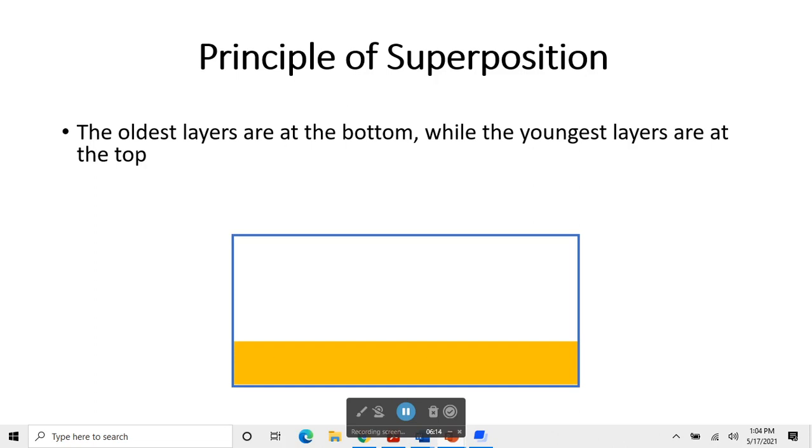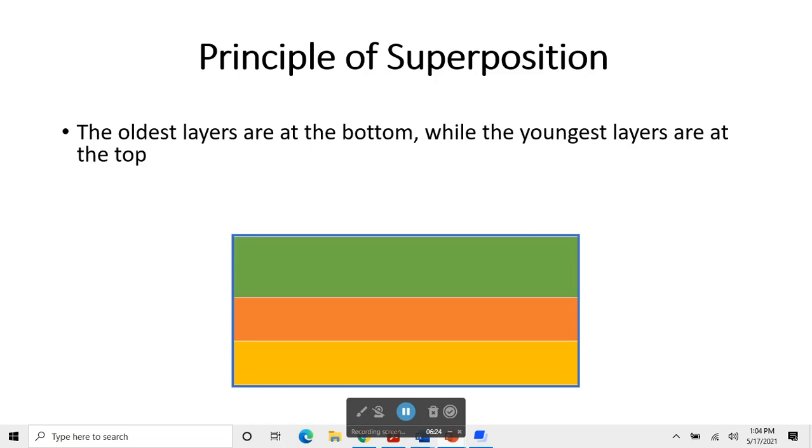As you deposit the next layer of colored cake, this would be younger than the layer below it. And then finally, as you deposit the last layer of cake, that would be the youngest of the three. So again, for the principle of superposition, the oldest layers are at the bottom, while the youngest layers are at the top.